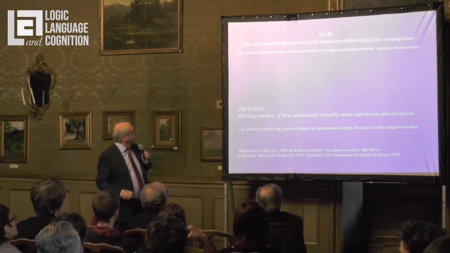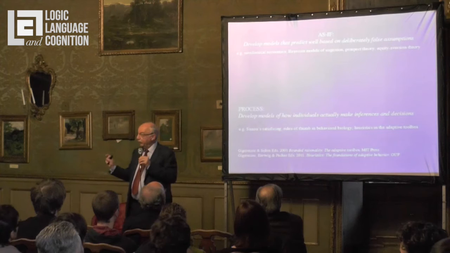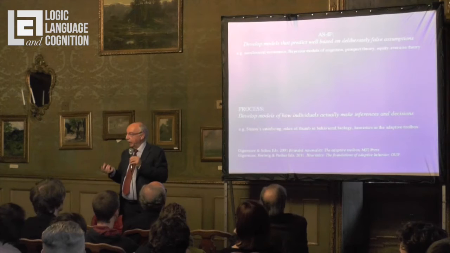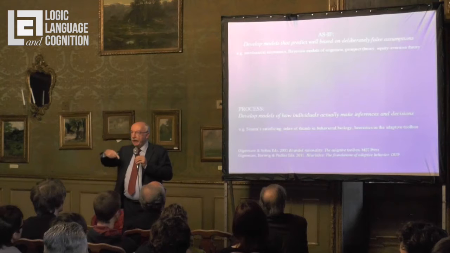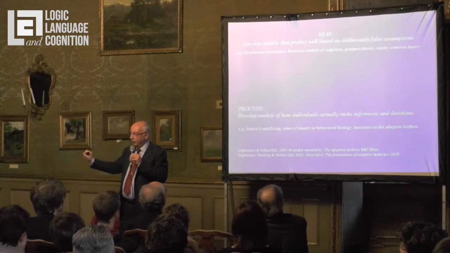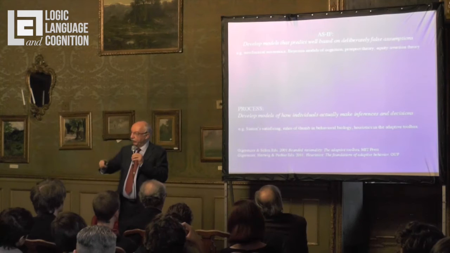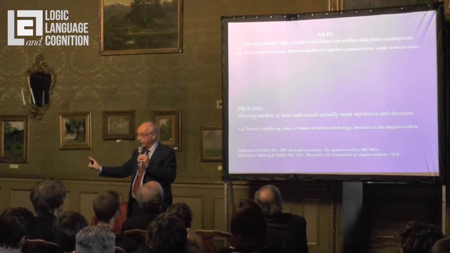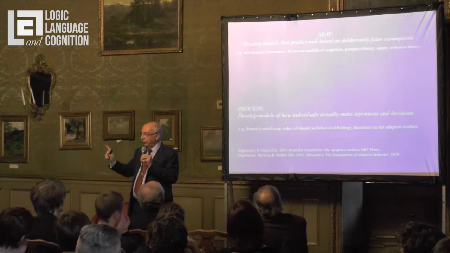So the difference is between as-if models and process models. An as-if model is a model that is supposed to make good predictions, but not to describe how people really make predictions. For instance, most economists think about expected utility maximization as if. So if you find out that you yourself do something different, that doesn't falsify the model, because it's as if. Clear? It's supposed to make good predictions about your behavior, not about your mental processes. It's an important distinction.